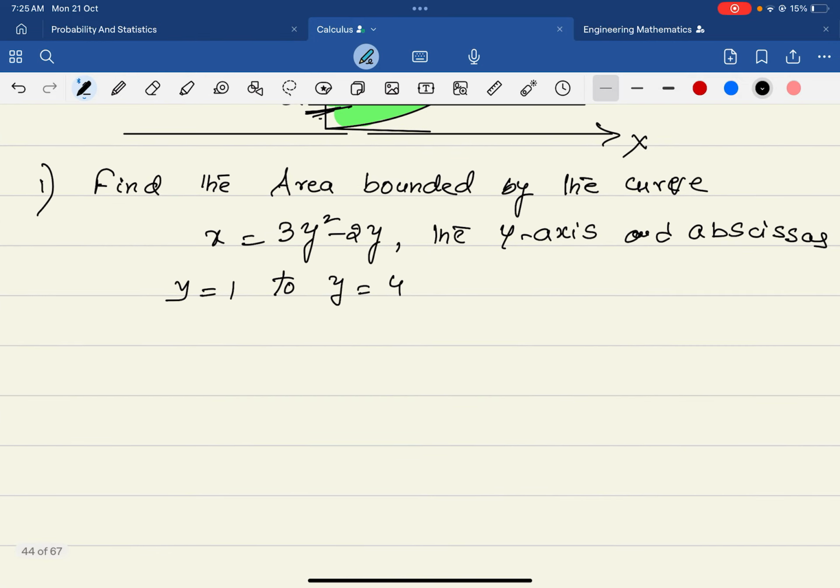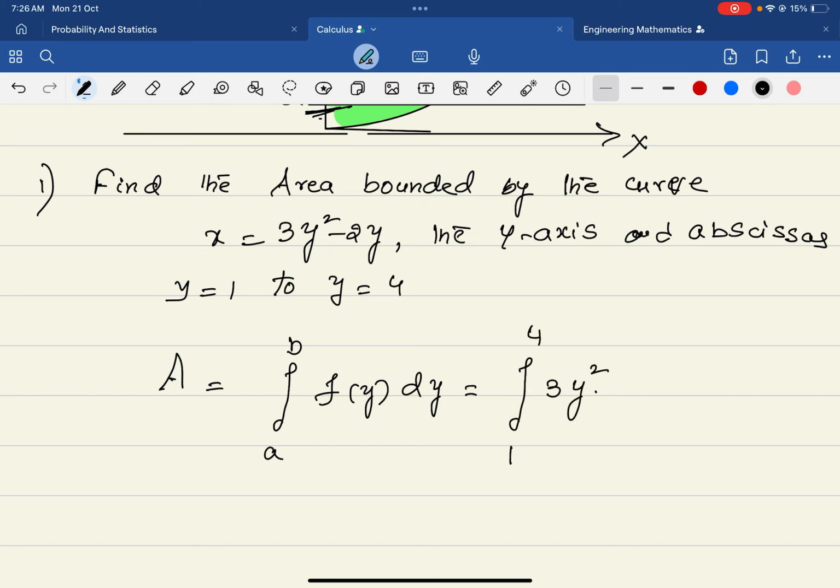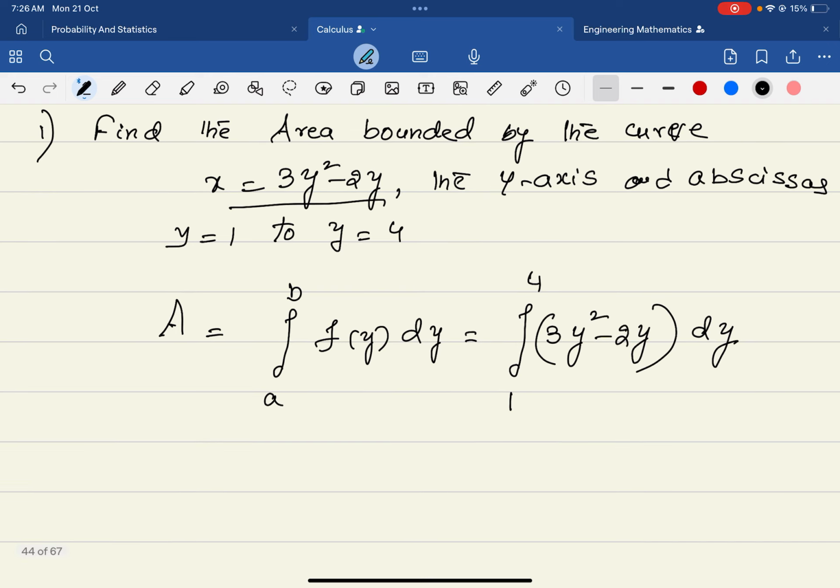Now how to find the area generated by this particular region? So what is the formula for this? A is given by the integral from a to b of f of y dy. What is f of y here? It is given, and the limits are from 1 to 4. So we do 3y square minus 2y dy. The given function is this, right? So 3y square minus 2y dy. So what does it give us?